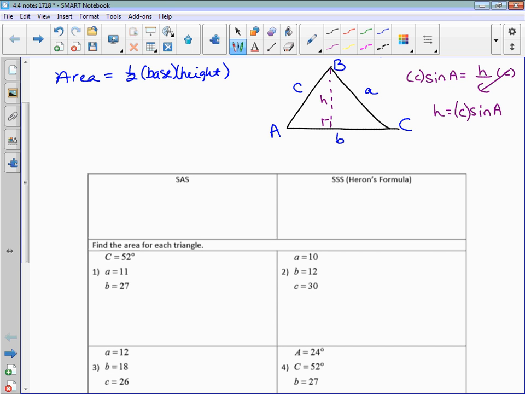Okay. So let's go back to our original formula here. We'll have area equals 1/2. Which side here is the base of my triangle? So my area formula would be 1/2 B, and then what did I just solve height to be? C times sine of A, right?